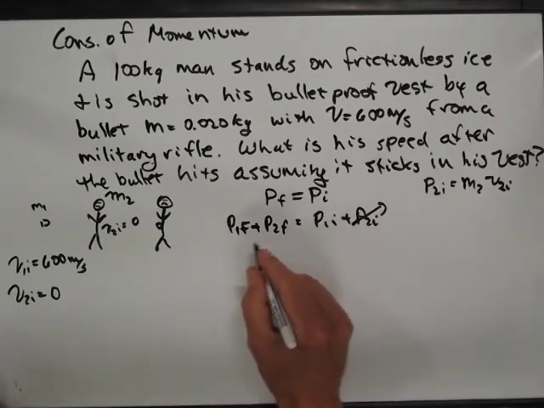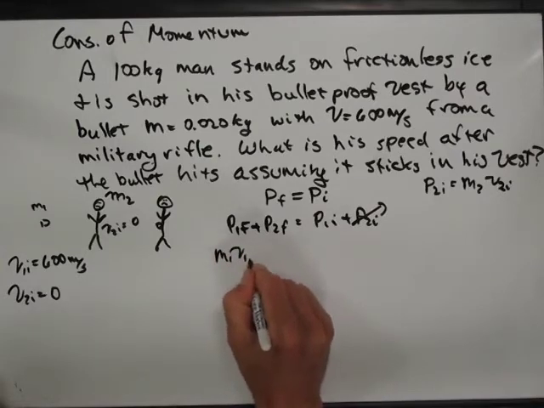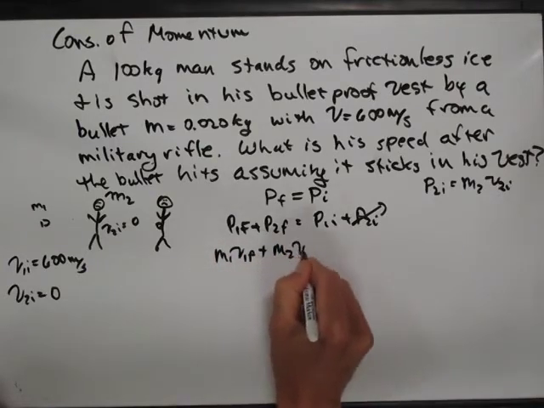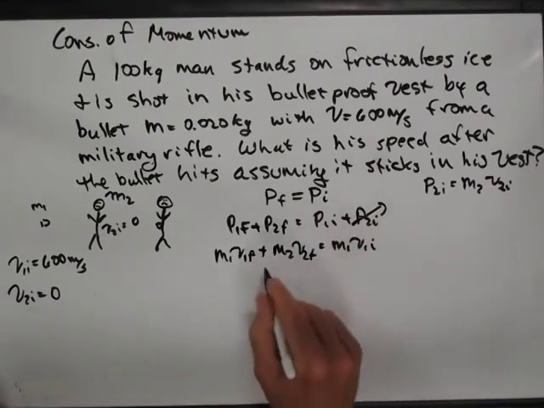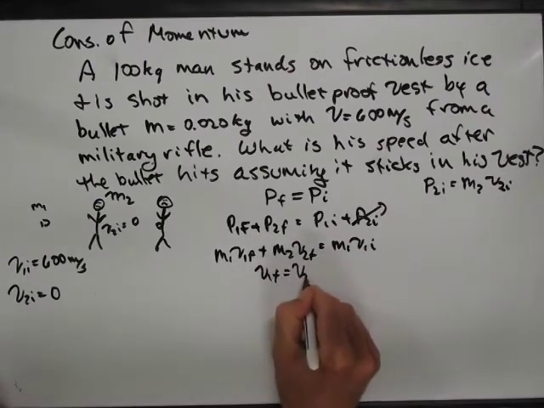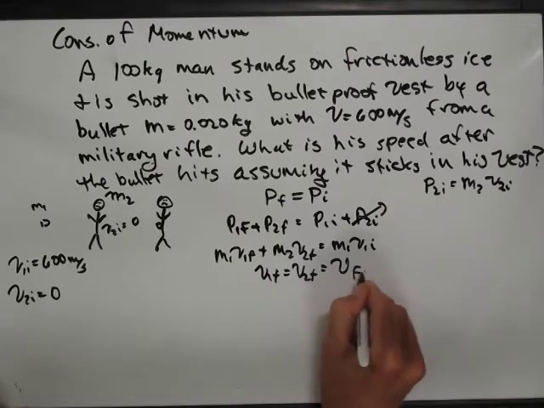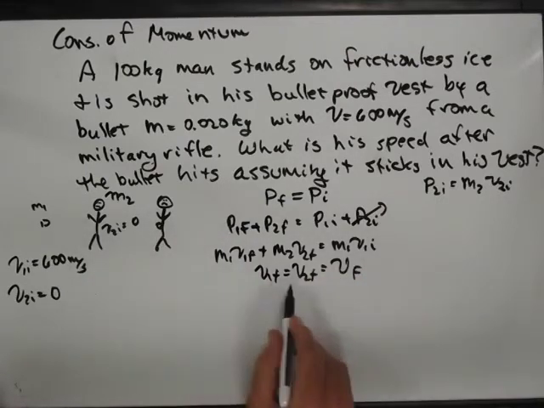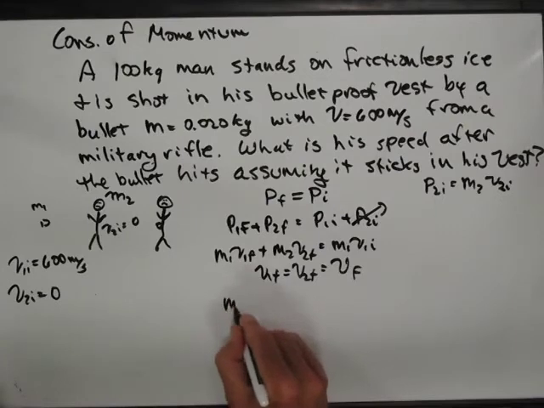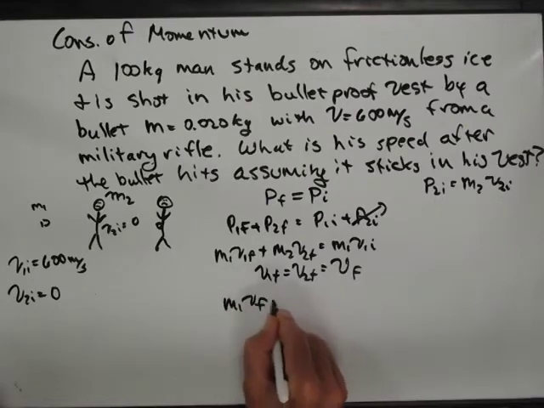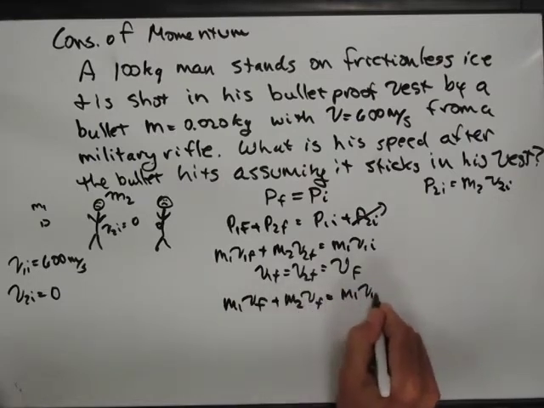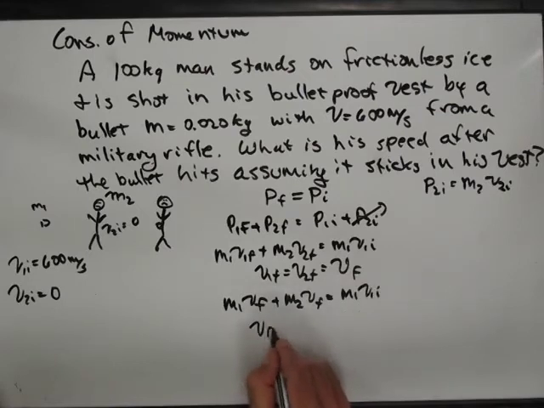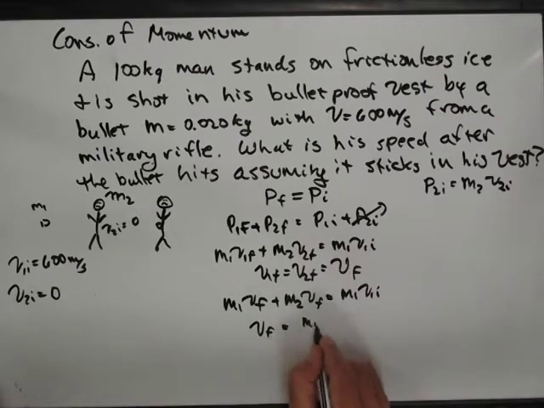The other thing I can recognize is that this is M1 V1 final plus M2 V2 final equals M1 V1 initial, and V1 final equals V2 final equals V final. That is to say, once they stick together, their two velocities are the same. So this becomes M1 V final plus M2 V final equals M1 V1 initial, or V final is equal to M1 V1 initial over M1 plus M2.